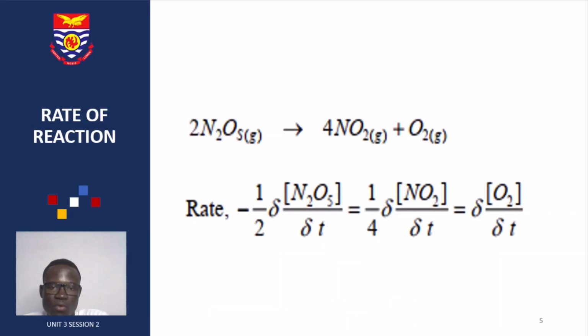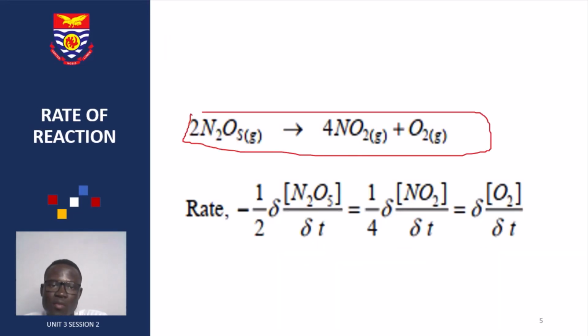Now, when you write the balanced equation, because of the stoichiometric coefficients, we need to also make use of them. So when we are writing the rate expression, we factor in the stoichiometric coefficient. So with respect to N2O5, we're going to have negative 1 over 2, then the change in N2O5 divided by change in time, which will give us 1 over 4, and in that order.